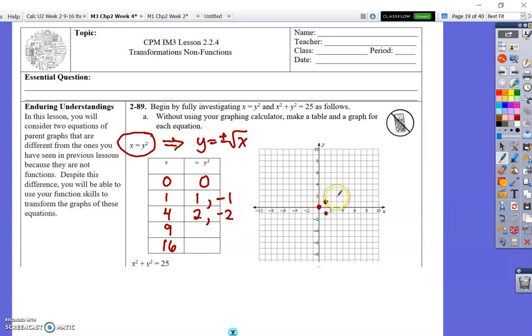Go ahead and finish your table. So 4 was my input, 2 and negative 2. Pause the video, finish your table, and then finish the graph on the side.